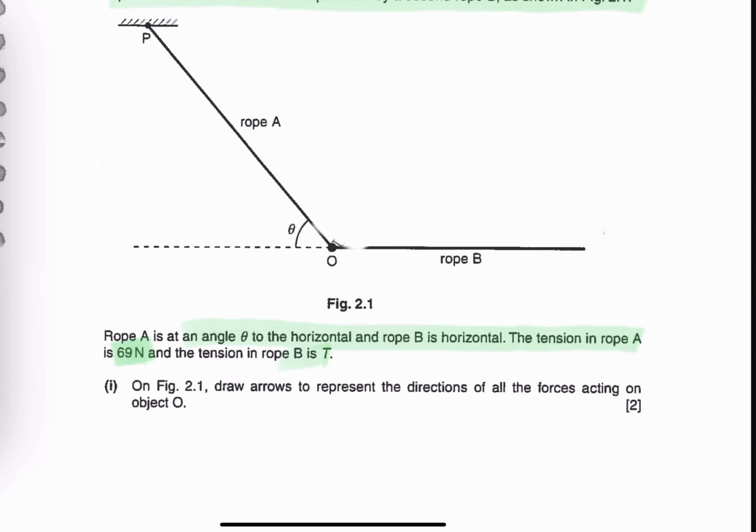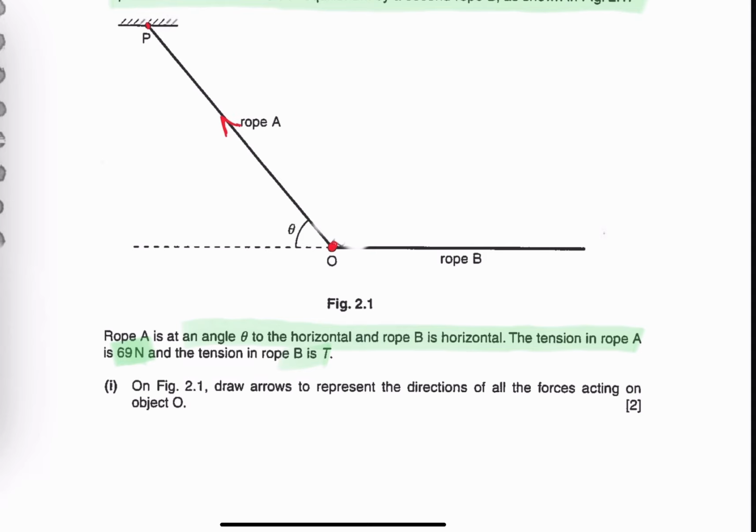Draw arrows to represent the direction of all the forces acting on the object. Okay, so tension: this is the object, and this is the rope. Tension is always towards the fixed point, the thing that is holding the object. At this point the wall is attached, so the tension will be toward that holding point.